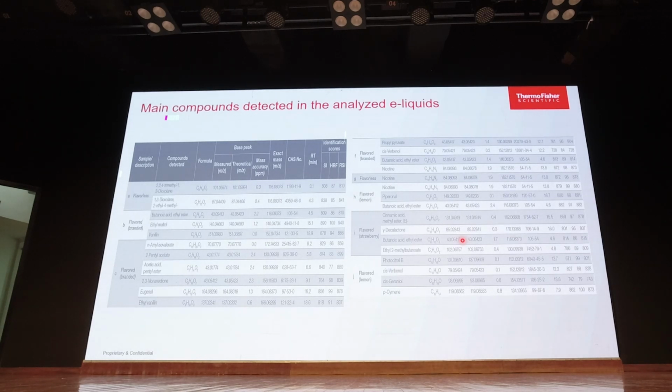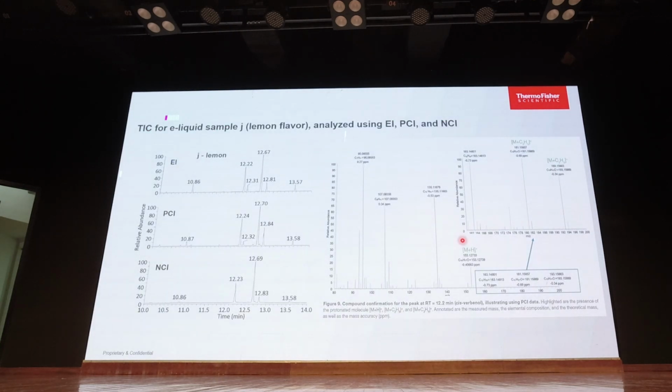So using all these tools, we could find out what species are present in these e-cigarette liquids, which are equally toxic. And we could easily identify them. You can see the same injection, lemon flavor e-cigarette liquid, with EI, PCI, and NCI. And we can confirm the molecular weight very easily by changing the source without breaking vacuum.